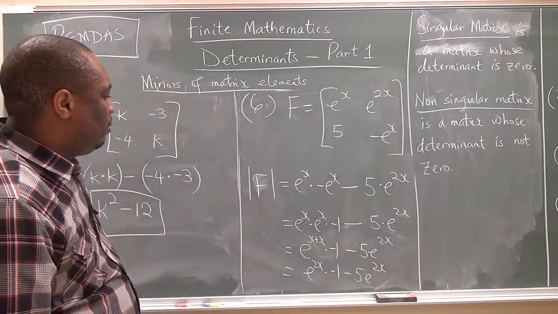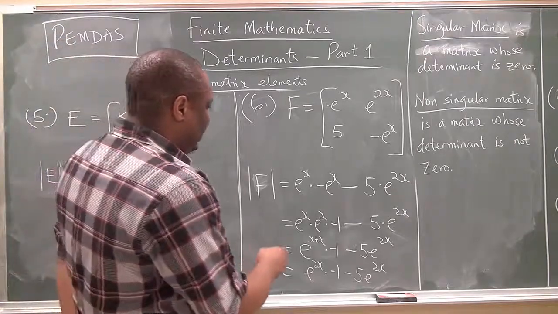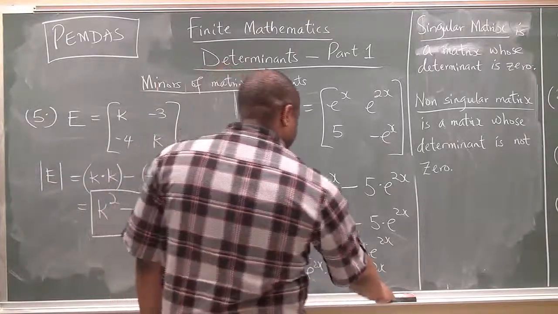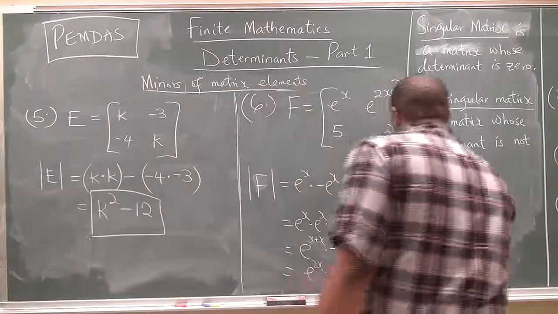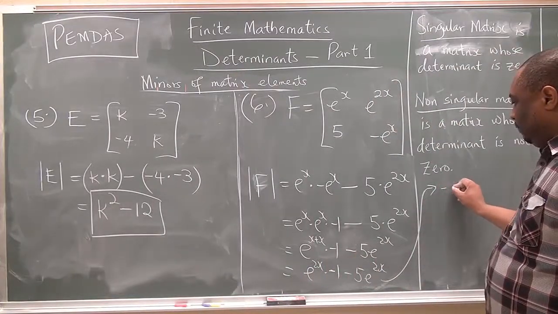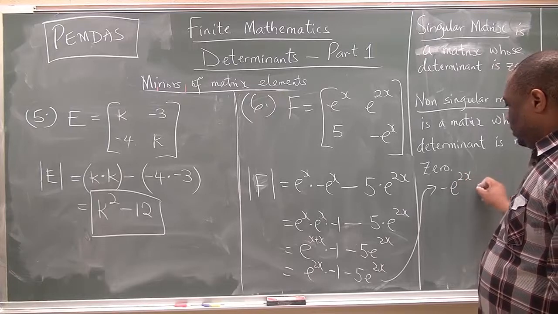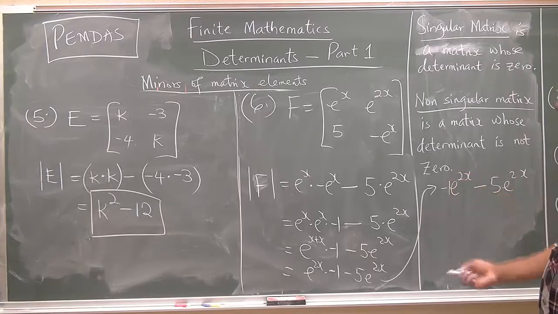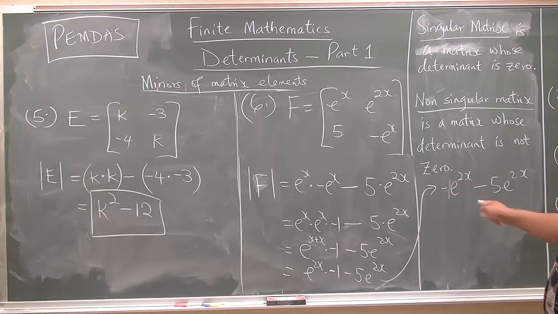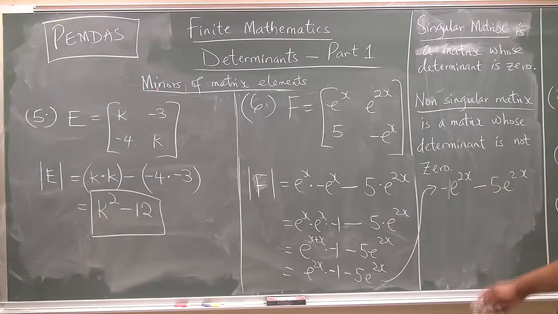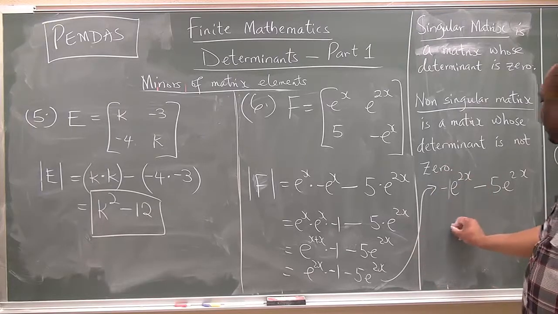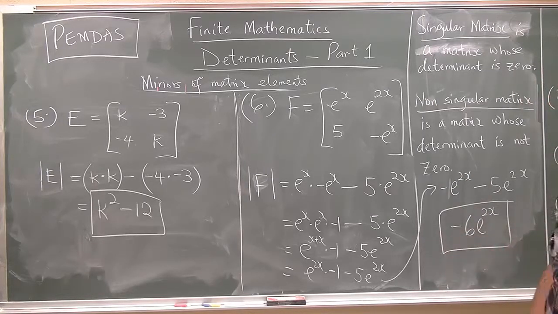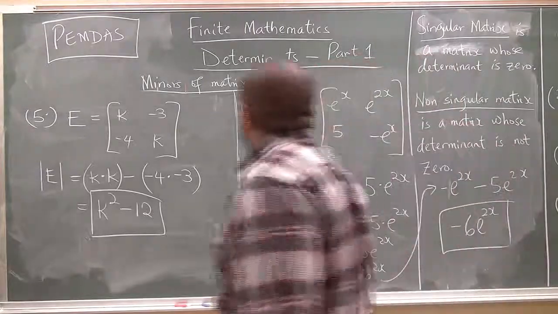Right? So what would this now be? Negative 1 e to the 2x. Okay? So from here, this will be negative e to the 2x minus 5e to the 2x. See that? Because this is like saying negative 1, which is still, I don't want to put 1 here, but minus e to the 2x minus 5e to the 2x. Minus 1 minus 5 is minus 6 e to the 2x. And this becomes the determinant of F. Okay.